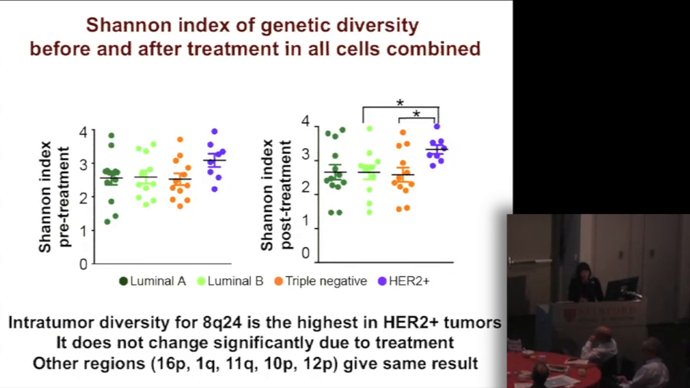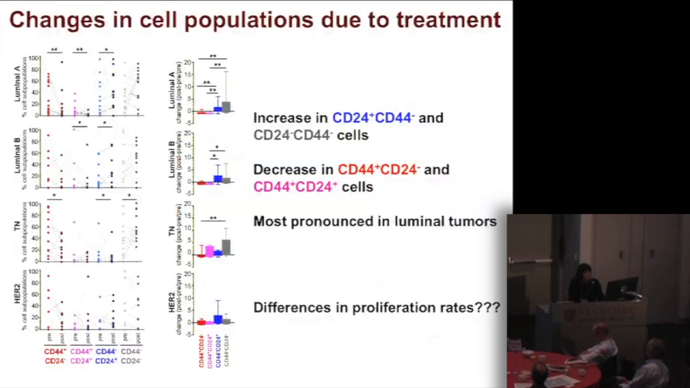When we first looked at the Shannon index of diversity, combining all the tumors and all the cell types, interestingly, it was not significantly different between before treatment and after treatment. We saw some differences between subtypes, such as the HER2-positive tumors being a bit more diverse for this chromosomal region, and this was even more pronounced after treatment. But basically, the diversity index didn't change. It doesn't mean the tumors didn't change. It's just that they were diverse and they remain diverse. So it doesn't imply that there were no changes.